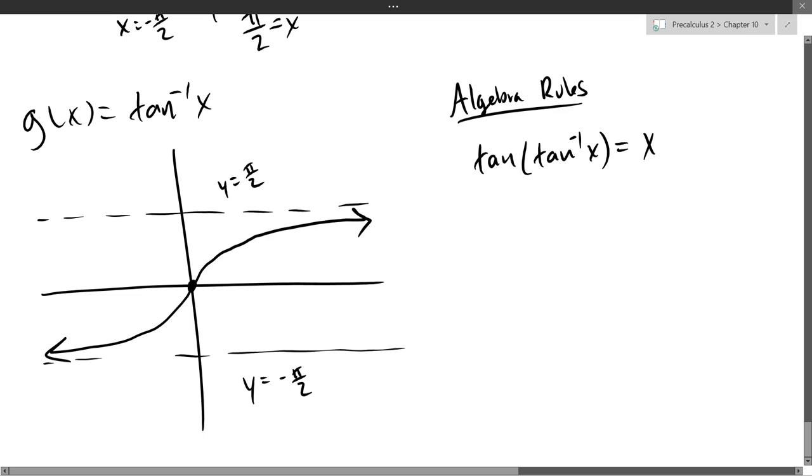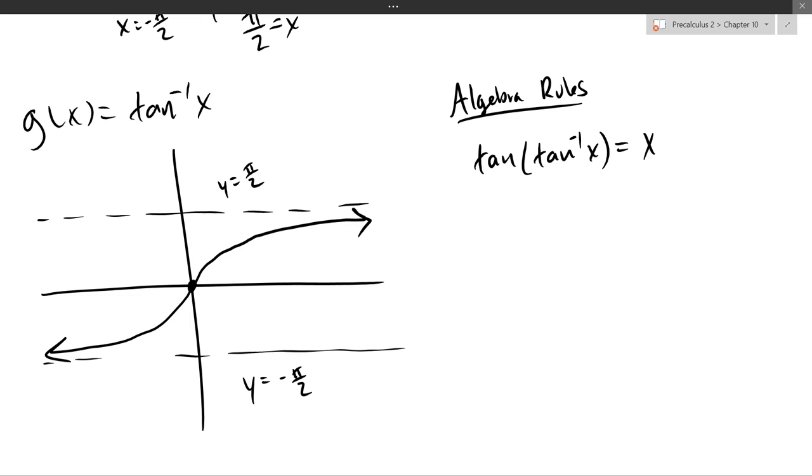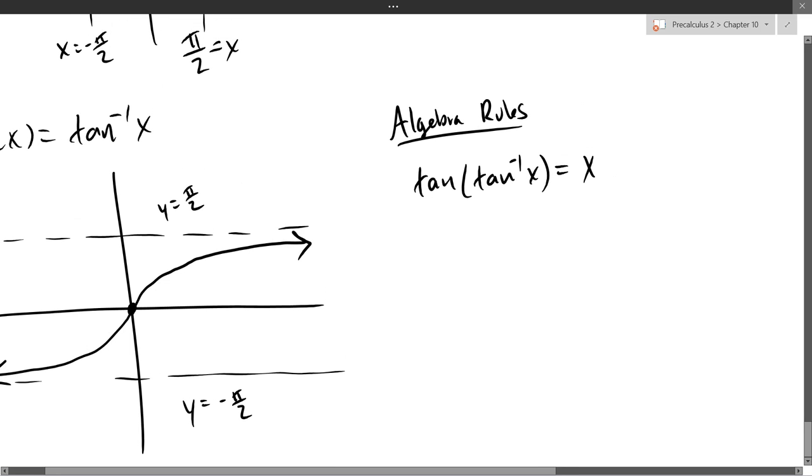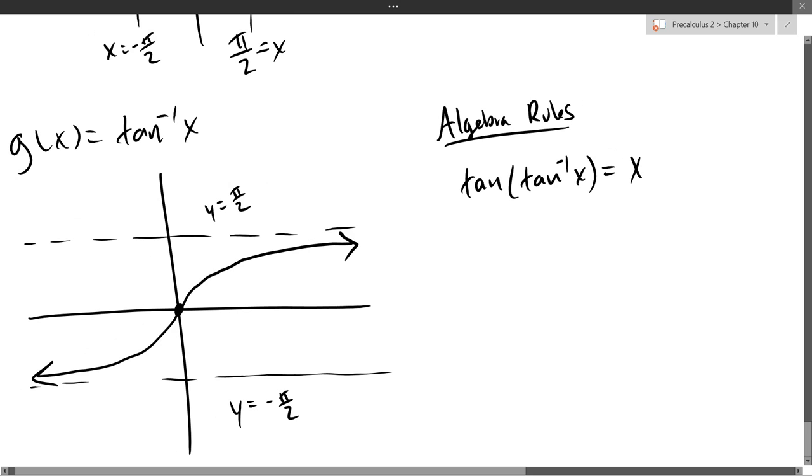So these functions will cancel out. Just like before, you have to make sure the inside function is allowed to eat the x. So the inside function, what is the domain of tangent inverse? You can see it on the graph. Tangent inverse domain is all x values. So this will be all real numbers, x.